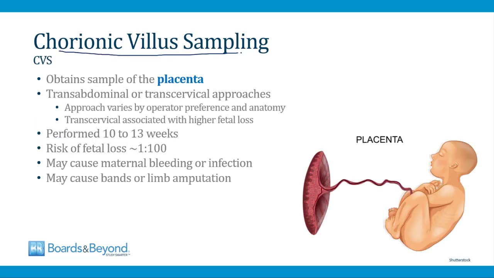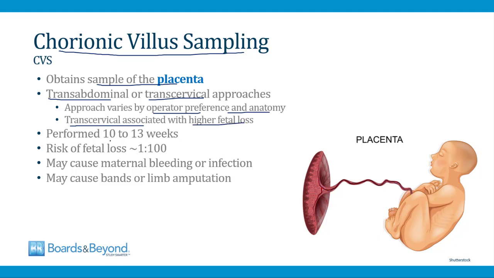In chorionic villus sampling, a sample of the placenta is obtained for analysis. Some of the placenta derives from the fetus, so there are fetal chromosomes in placental tissue, and you can analyze them to determine if the baby has trisomy or aneuploidy. There are two approaches. One is the transabdominal approach, the other is the transcervical approach. Which approach is taken depends on the operator's preference and the woman's anatomy. In general, the transcervical approach is associated with a higher rate of fetal loss.